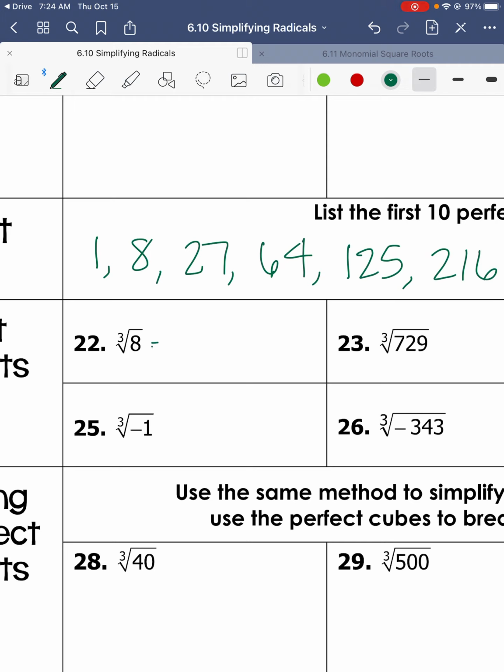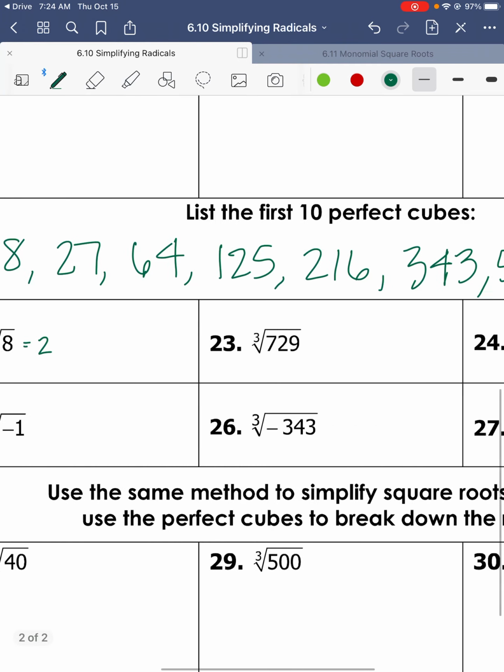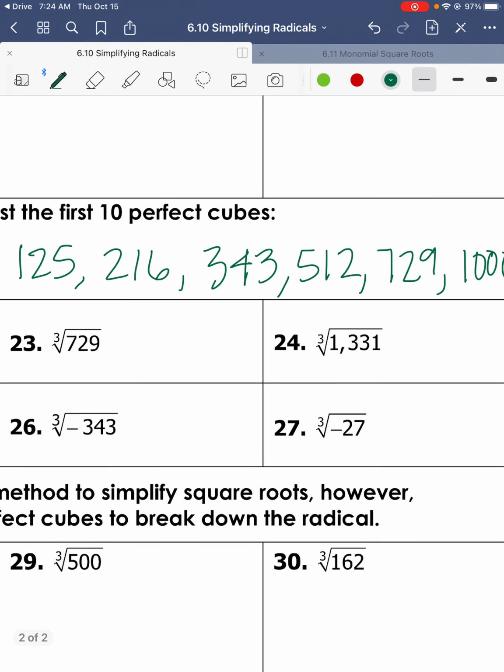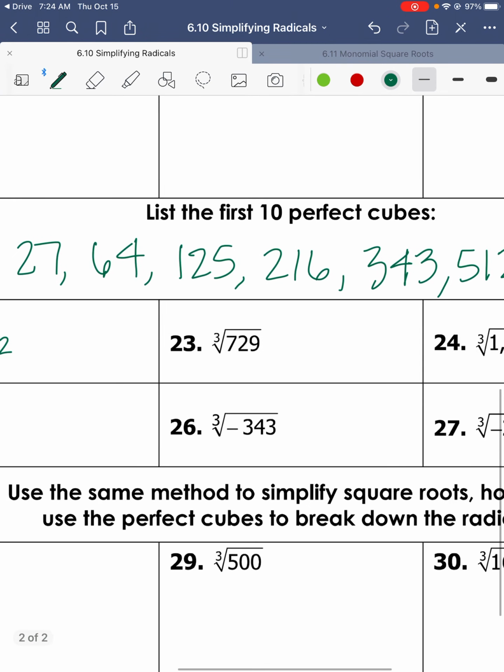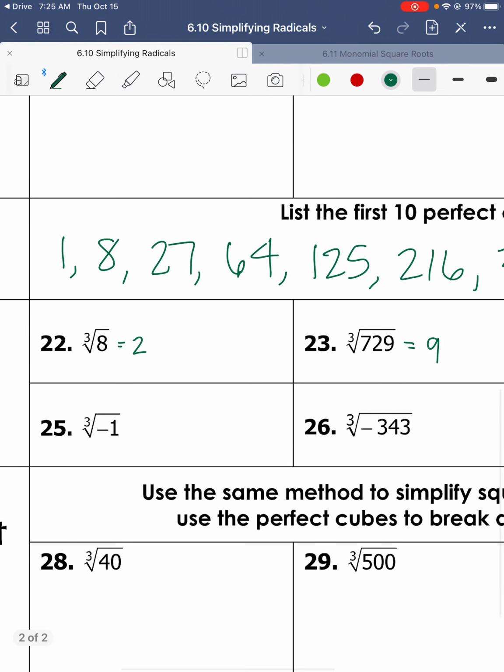The cubed root of 8, which we know is just 2, right? 2 times 2 times 2 is 8. So 2 cubed is 8. We're just reversing that and we get 2. Okay, the cubed root of 729, well, that was one of the ones we wrote down here as 9 cubed. So the cubed root of 729 is just equal to 9. Okay, I'll let you do 24 on your own.